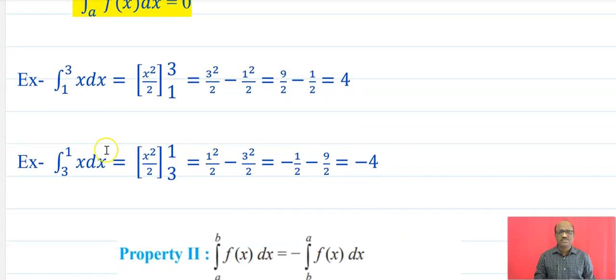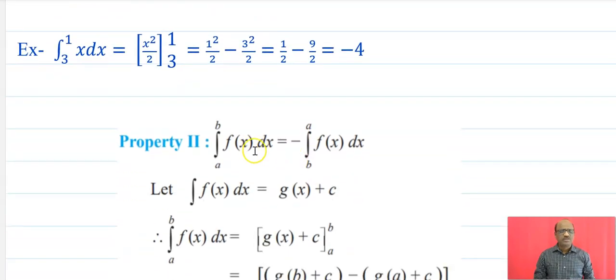And if you change the limits, so that the lower limit becomes upper and the upper becomes lower, then what about its value? That is the integral from 3 to 1 of x dx. It's x square upon 2, with lower limit 3 and upper limit 1. Upper limit minus lower limit, that is 1 square upon 2 minus 3 square upon 2. Then you will get 1 upon 2 minus 9 by 2, and that is equal to minus 4. If we change these limits, then the value of the integration changes by the sign.